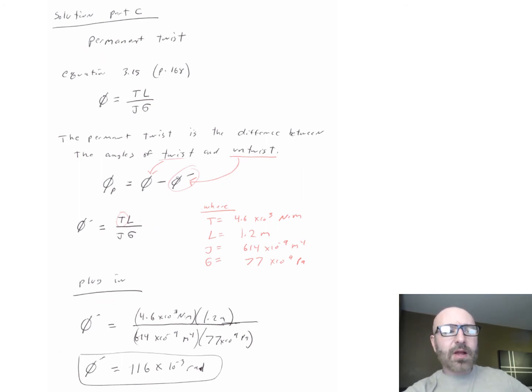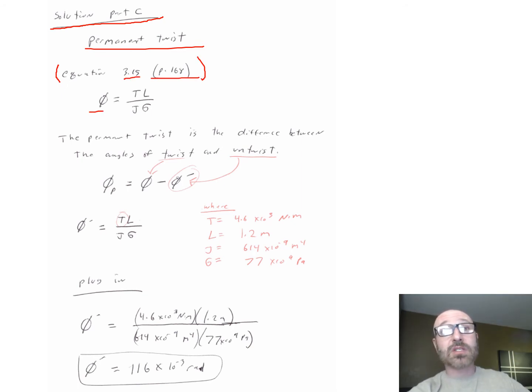We go on from there to sample problem 3.9 in our textbook, which is the beginning of part C of this problem, where they ask us to find the permanent twist. If we go back to our governing equation from the last section, 3.15 on page 168 of our textbook, the angle of twist is equal to T times L, our torque times that length, all over J times G, where J is our polar moment of inertia and G is our modulus of rigidity. We can solve that for our phi and come back to it.